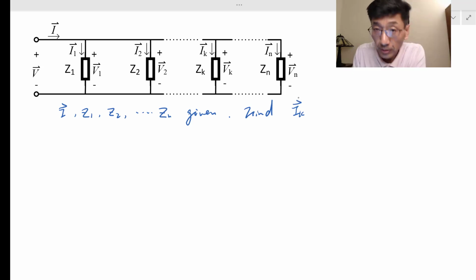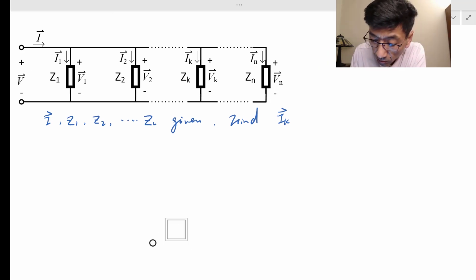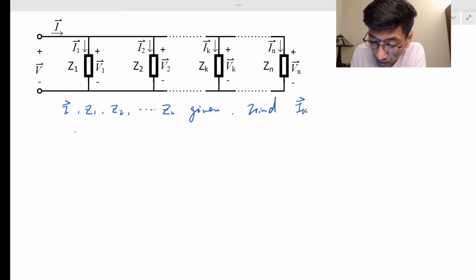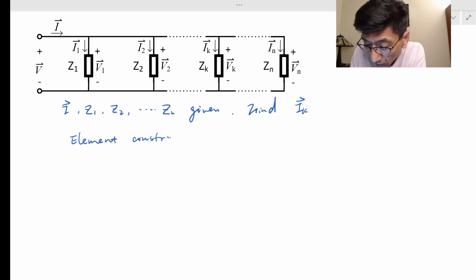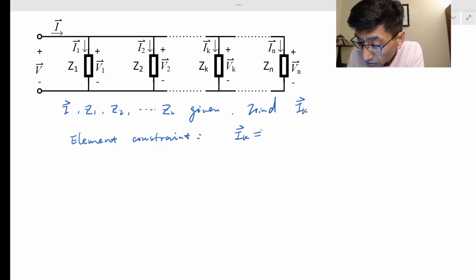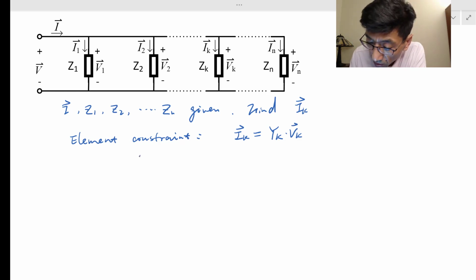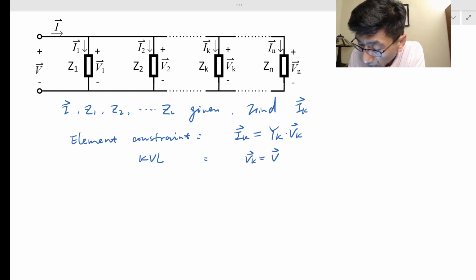And here, as we did for the voltage division, we can write the element constraint first. So the element constraint for the kth element we have is I sub k. Instead of using impedance, we use admittance. We'll see why very quickly. So in this case, we have y sub k times v sub k, and based on KVL, we also know v sub k is equal to v, right?